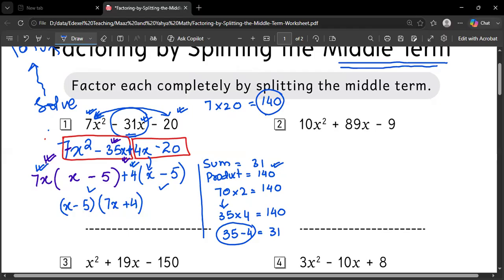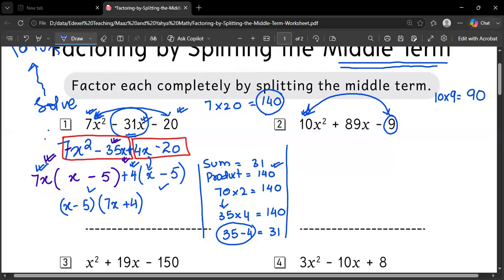Okay. Now let's do question number two. What is the first step? We have to multiply the coefficient of x square and this number. You will multiply these two numbers. So 10 times 9 is going to be 90, right? Clear? 10 times 9 is going to be 90.